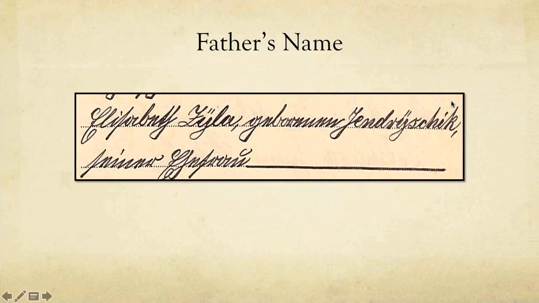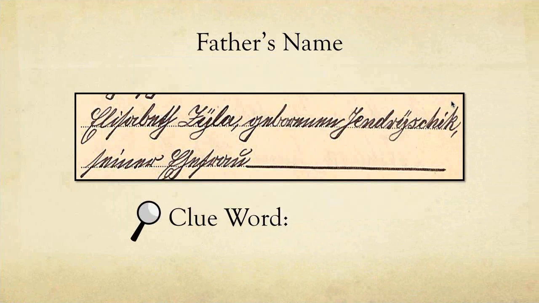So we have the mother's name, we have the mother's maiden name. Now the other person who's important in the birth is the father. The way to find the father's name is our next clue word, and that word is Ehefrau. The word Ehefrau means wife. So if we have the word wife, that's going to be related to the husband. So it makes sense that the husband's name would be around the word wife, because we'd say wife of so-and-so.